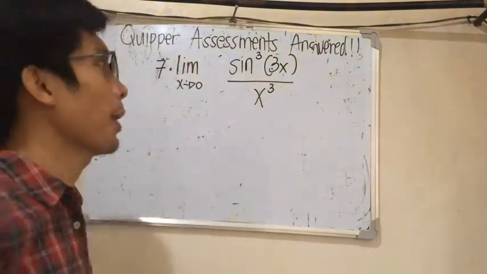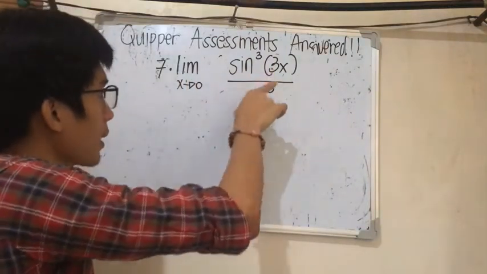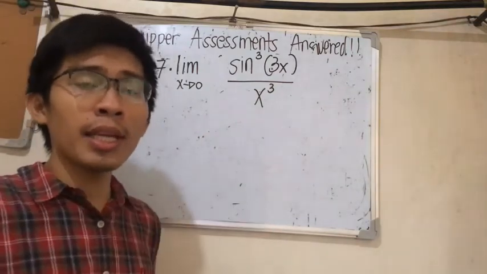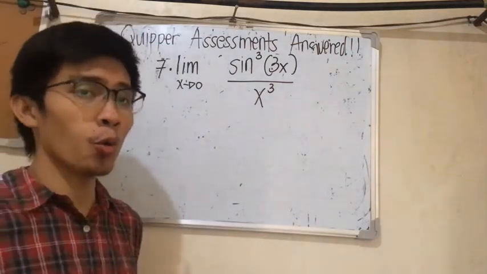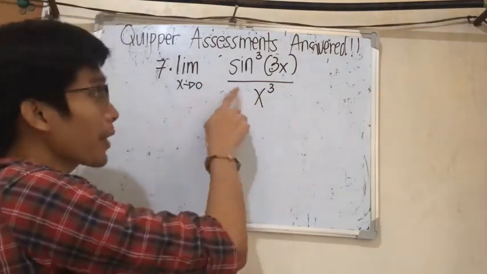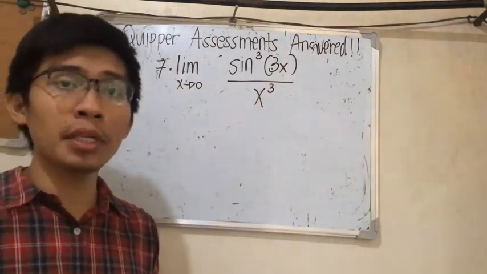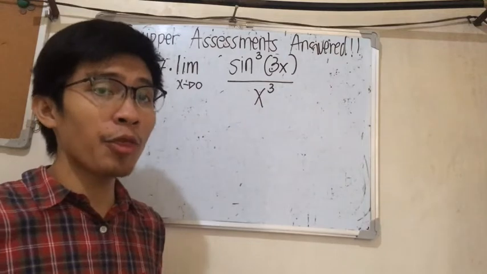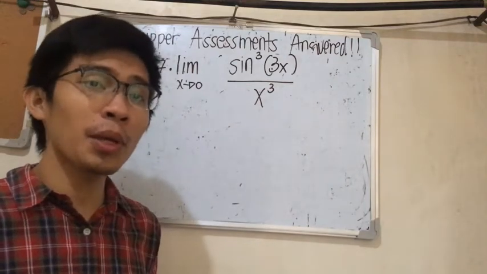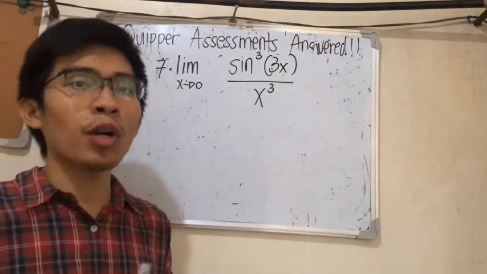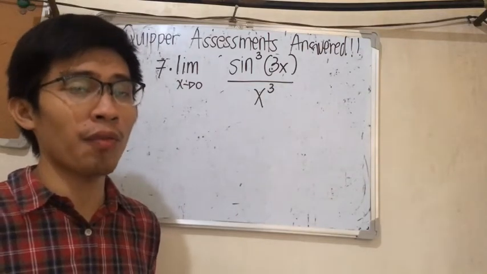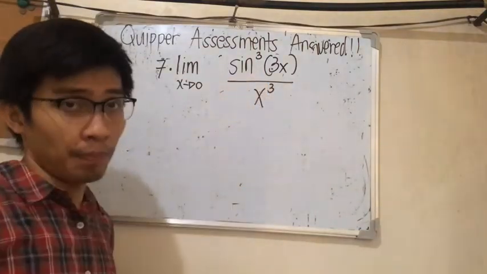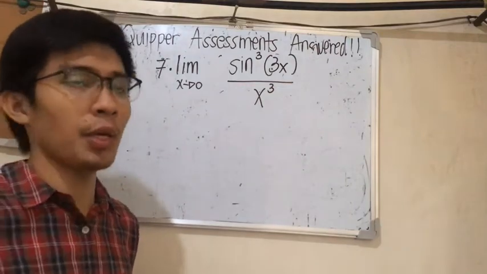The problem is this one. The limit of sine cubed 3x all over x cubed as x approaches 0. Is direct substitution helpful in solving this problem? No. Simply because once you use direct substitution, your denominator will become 0 and that is undefined. Every time we encounter an undefined expression, we are not to conclude directly that the limit does not exist. What we usually do is find ways in order to find its limit. As you can observe, the numerator is a perfect cube, and our denominator is also a perfect cube.